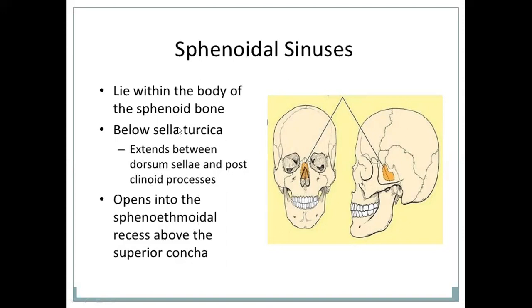Sphenoidal air sinuses lie below the sella turcica and open into the sphenoethmoidal recess, above the superior concha. There is a gap between the ethmoidal bone and the sphenoidal bone. The ethmoidal bone is the bone of the superior concha. This gap is called the sphenoethmoidal recess, and the sphenoidal sinus opens into it.